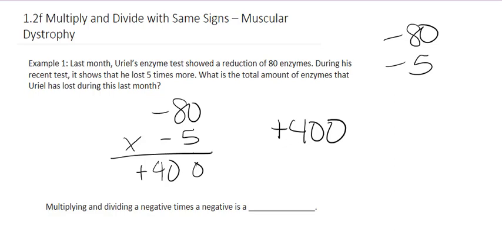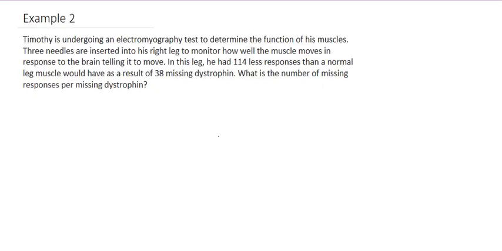So now let's revisit an important aspect of multiplying numbers with the same signs. Multiplying or dividing 2 negative numbers always results in a positive number. Now, let's use this principle to help us solve another scenario.